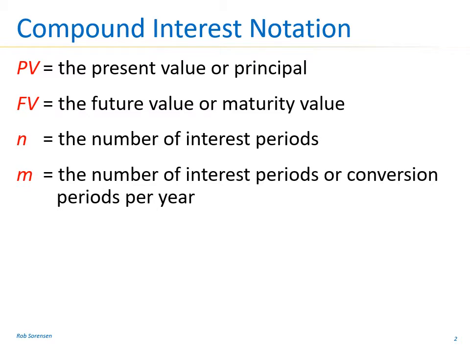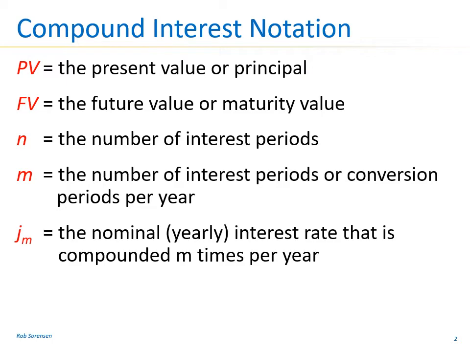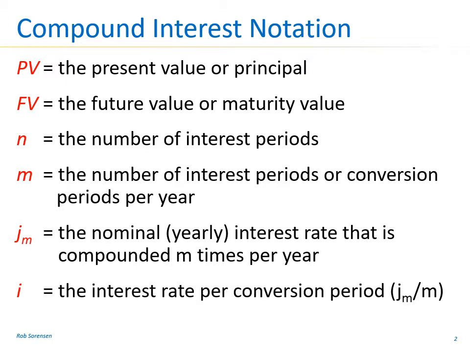M is the number of interest periods per 1 year. So it's similar to N, but it's just for 1 year, whereas N is for the whole problem. If the problem lasted for 3 years, of course there'd be 3 times as many. N would be 3 times bigger than M. J is our nominal rate, our annual rate that gets compounded M times per year. Little i is the interest rate per period. That's a pretty important one for us too. That's how much interest will work out before we do the next compounding.